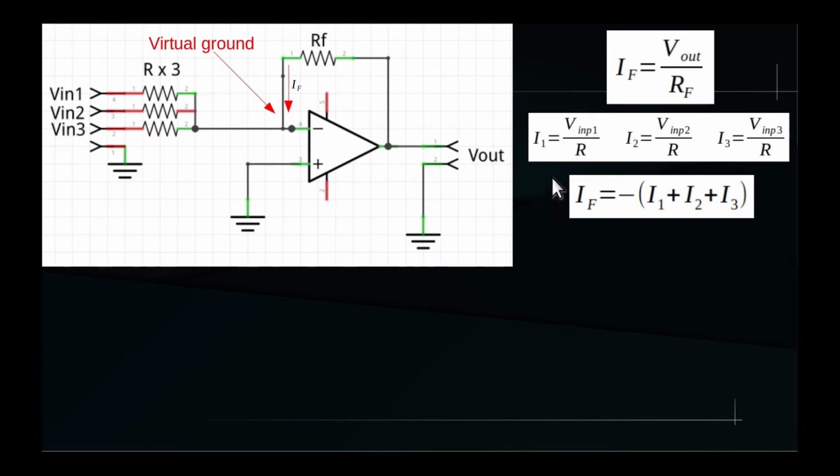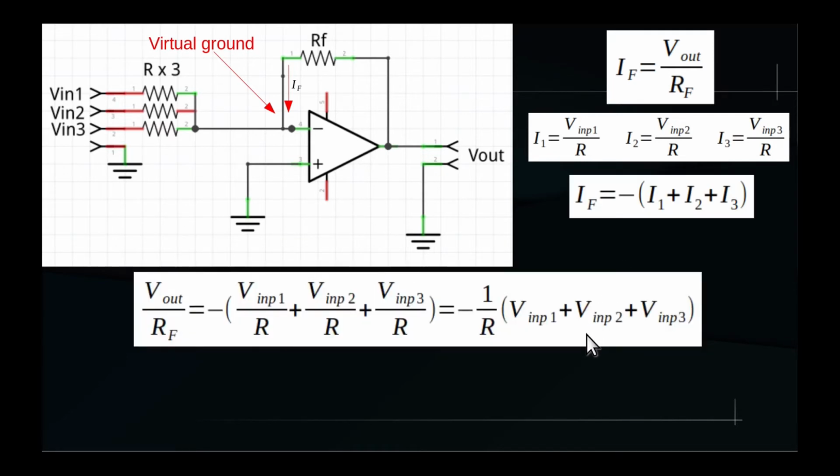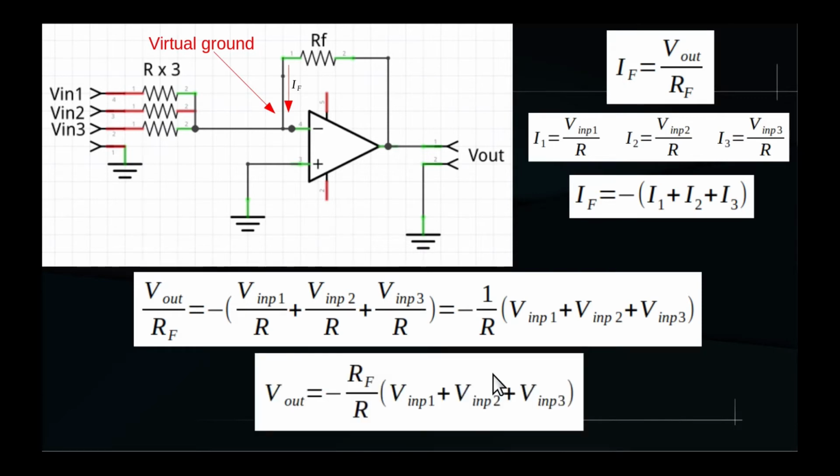And, because of the previous equations on the current, we can now write that Vout over RF equals negative Vin1 over R plus Vin2 over R plus Vin3 over R, which is equal to negative 1 over R times the sum of Vin1, Vin2 and Vin3. So now we can calculate the value of Vout, which is negative RF over R times the sum of Vin1, Vin2 and Vin3. So the output is proportional to the sum of the three voltages at the three inputs, but with a reversed polarity.